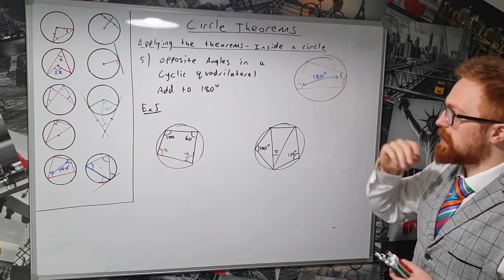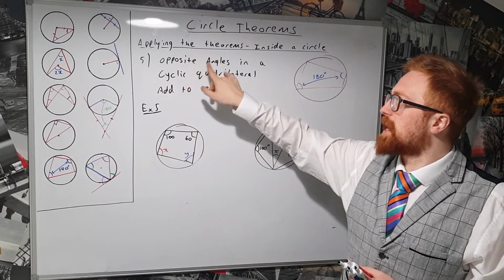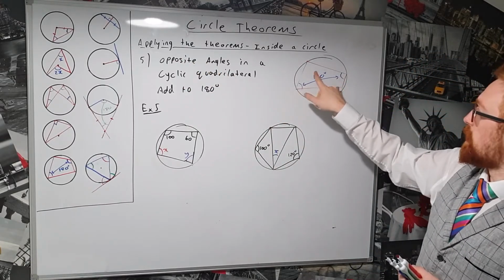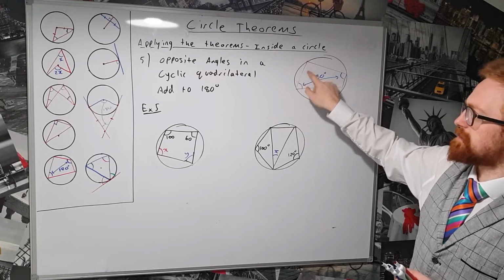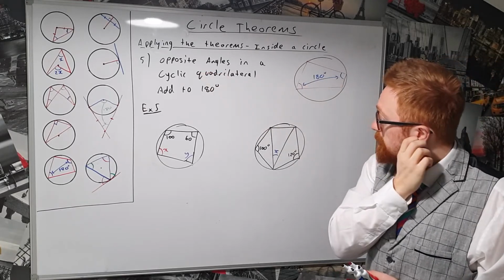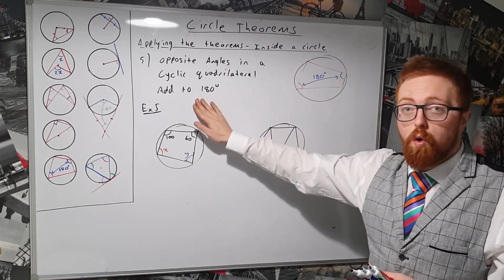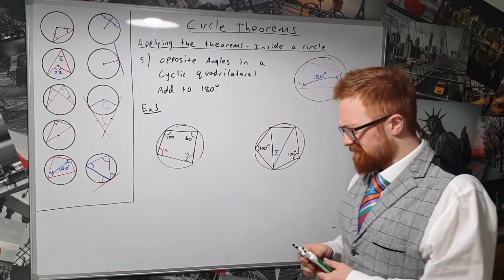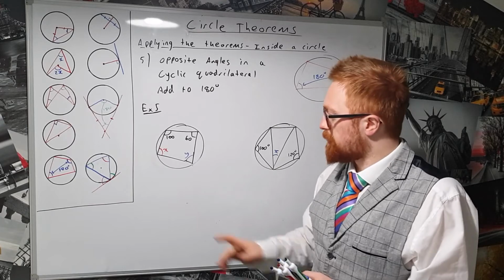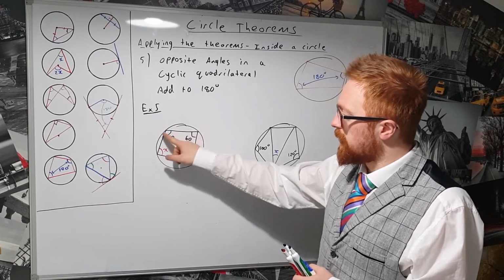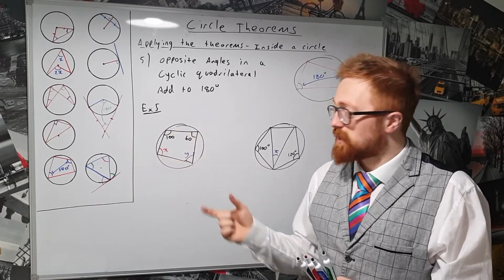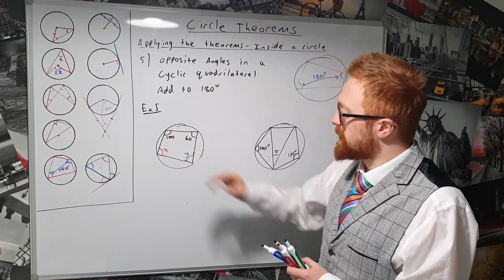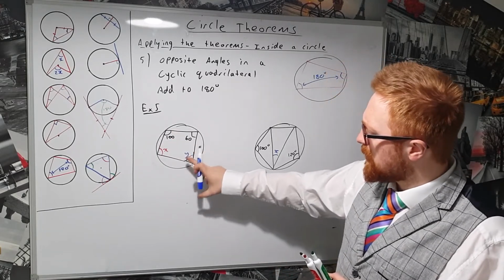So if we have a cyclic quadrilateral and the opposite angles, so I've drawn a pair of opposite angles here, the other two angles are also opposite, but opposite angles in the cyclic quadrilateral always add up to 180 degrees. So let's have a quick look here. So the first thing we need to think about, well, once we've spotted we've got a cyclic quadrilateral, is to identify pairs of opposite angles.